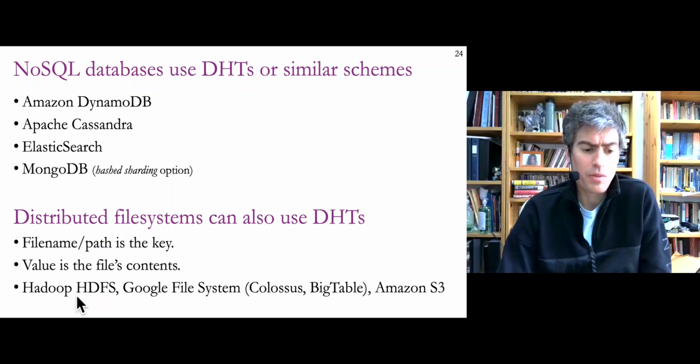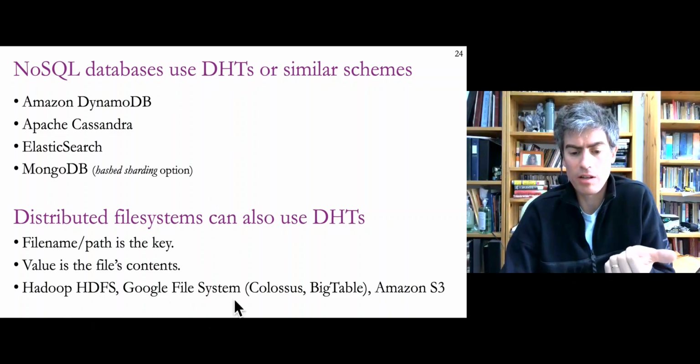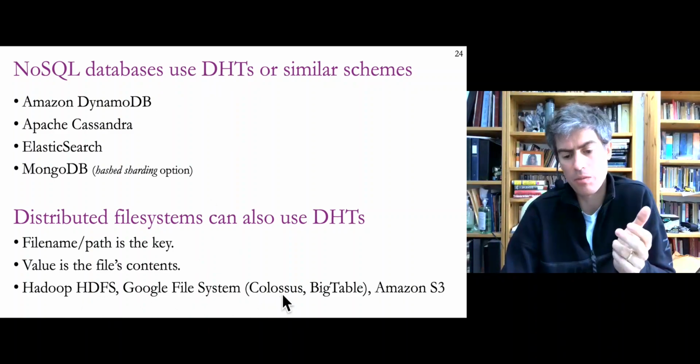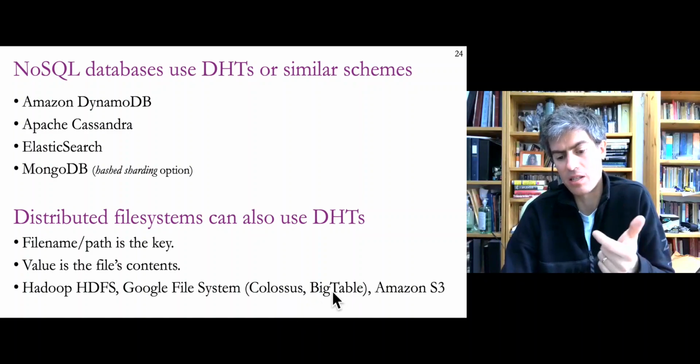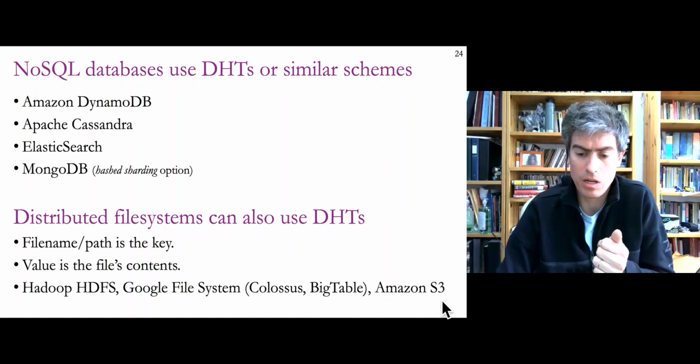And so examples of distributed file systems that use something like a distributed hash table are Hadoop HDFS, Google File System, which includes a couple different iterations called Colossus and Bigtable, and also Amazon S3, which you can use on AWS.